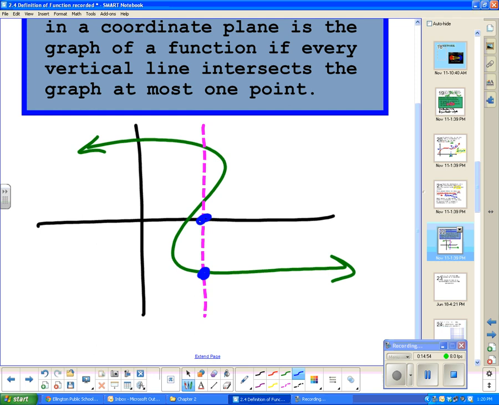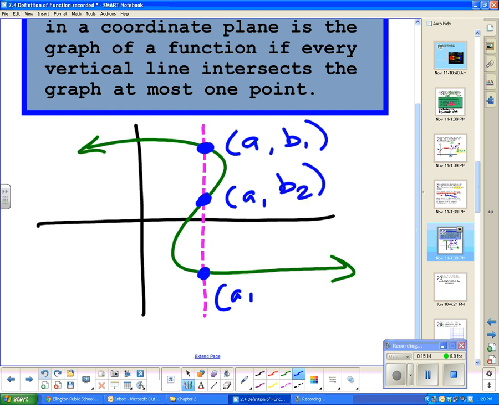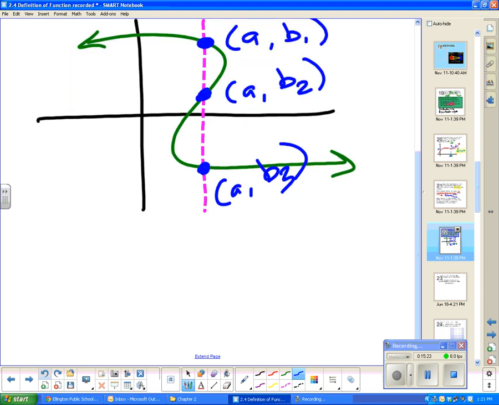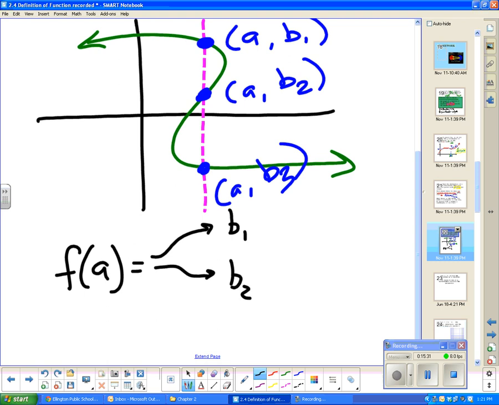Here, oops, not there, here, and here. And what I do know is that those 3 points all have the same x-coordinate. And let's call that x-coordinate A, because that's what we've been doing. We'll just kind of keep it the same for now. But all 3 of those points have different y-coordinates, and they might be b sub 1, b sub 2, and b sub 3. And that leads into a violation of what we had on the last slide. I would have, in this particular case now, f of a equals, well, I don't know. It might be b sub 1. It might be b sub 2. And it might be b sub 3.